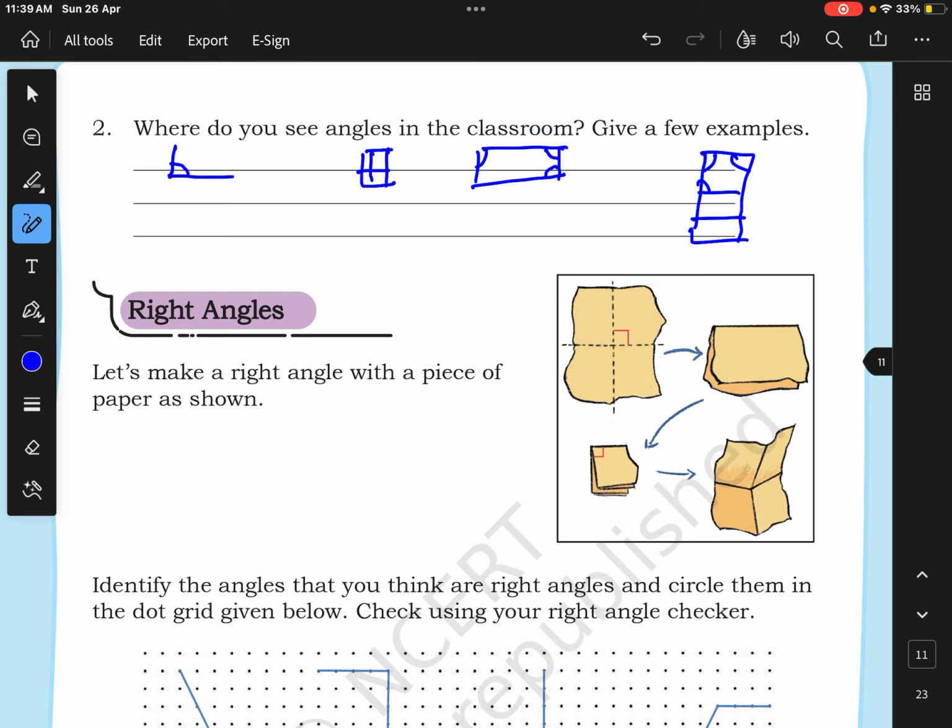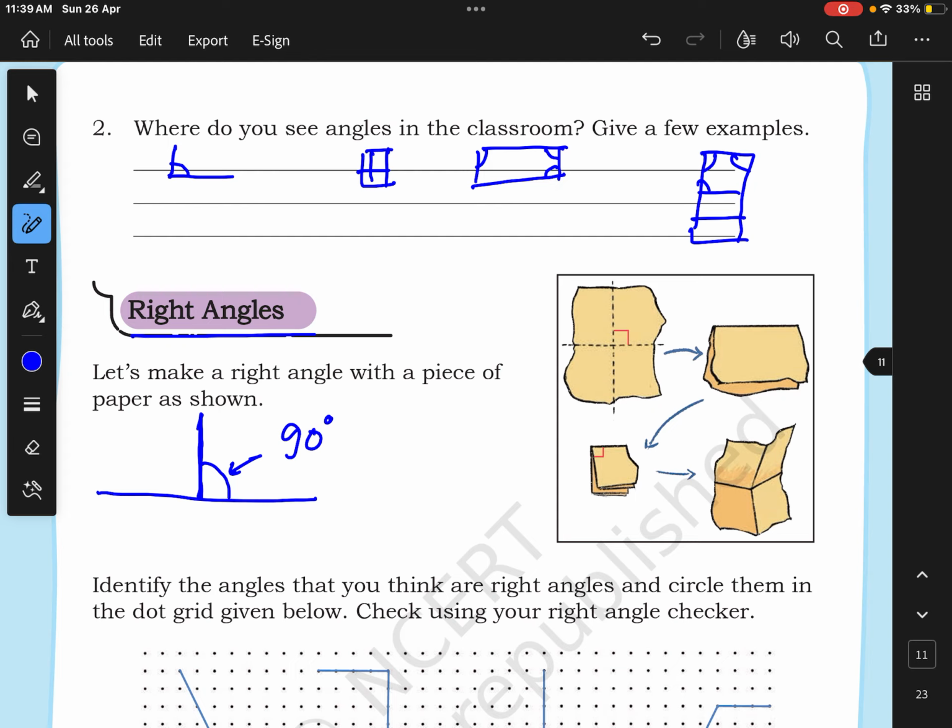The next thing is very important, that is called a right angle. So, what is a right angle? If we have one straight line and another straight line which is perpendicular on the straight line, then we will say this is a right angle. The angle it creates is called a right angle, and the value of a right angle is always 90 degrees.